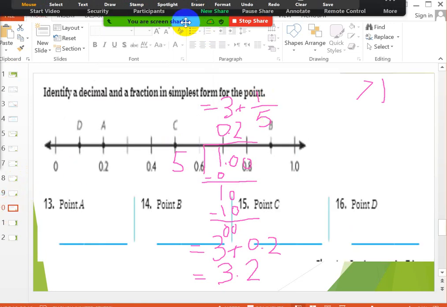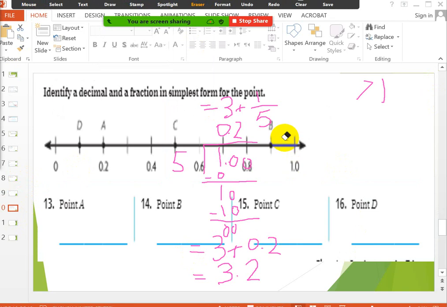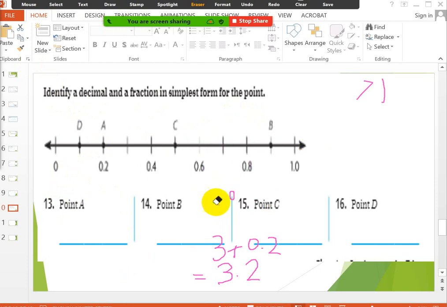Okay, you write this, right? Okay, so let's move to the number line. Now I want to find the value, or I want to write the fraction that represents each point here, starting with A. Okay? Let's start.